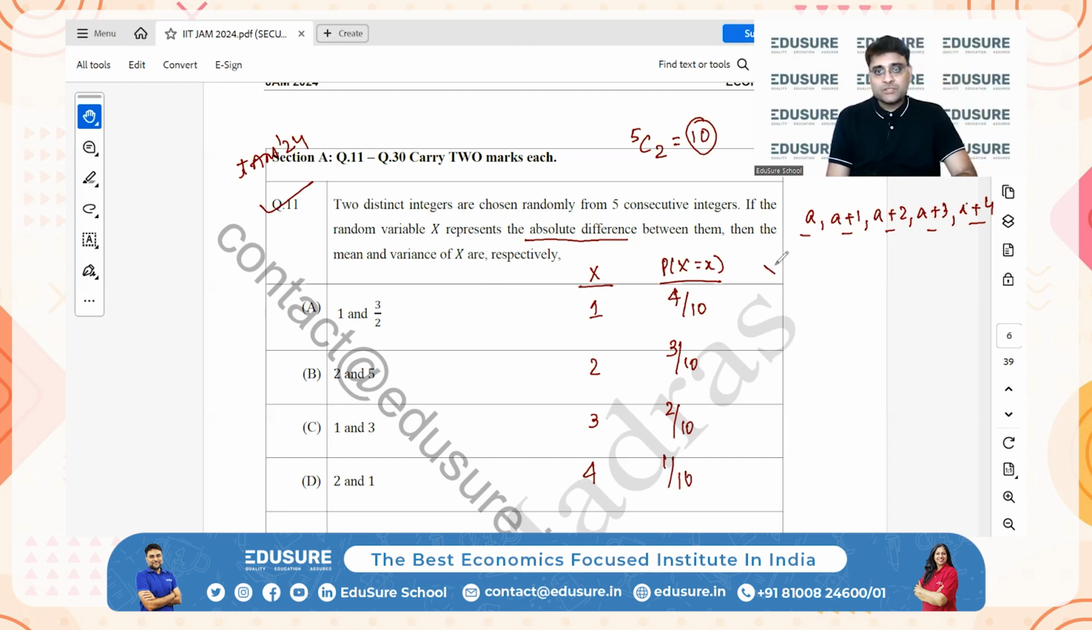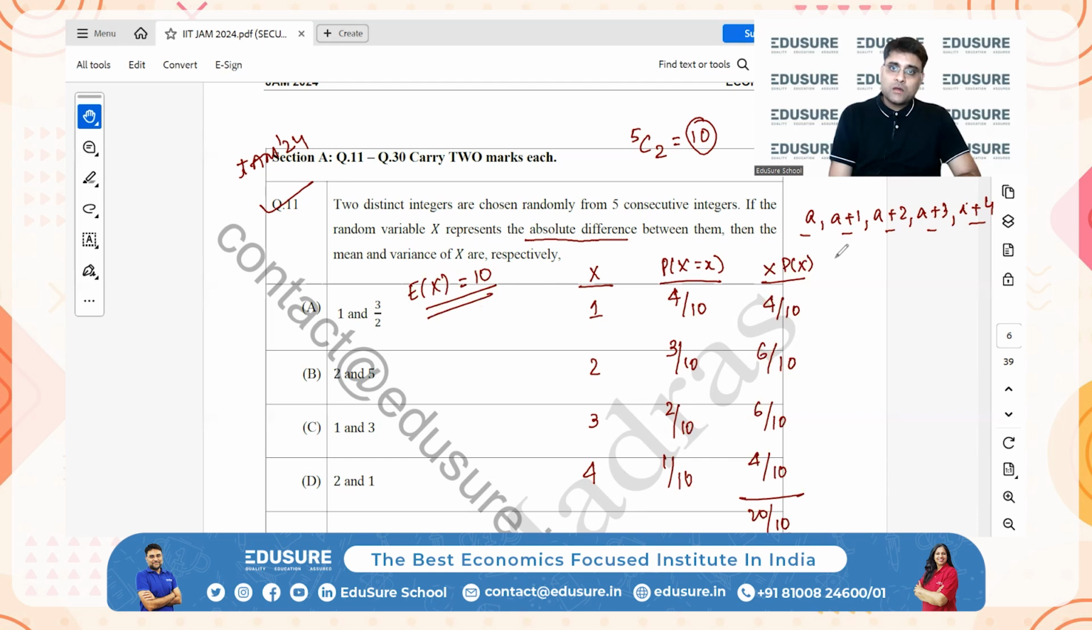So now the multiplication, x into probability of x: 1 into 4 by 10, 2 into 3 by 10, 3 into 2 by 10, 4 into 1 by 10. Total is 20 by 10. So the expectation of x is 2.